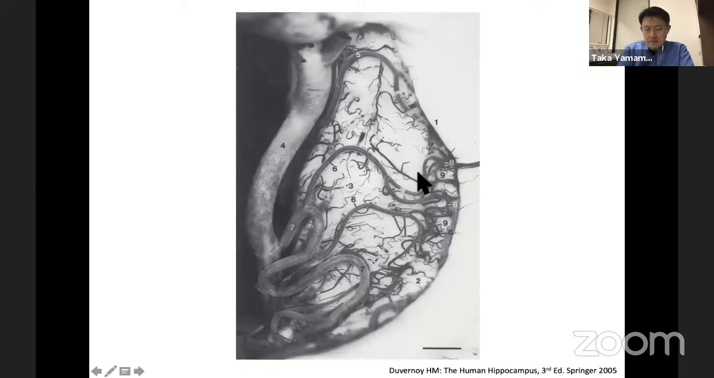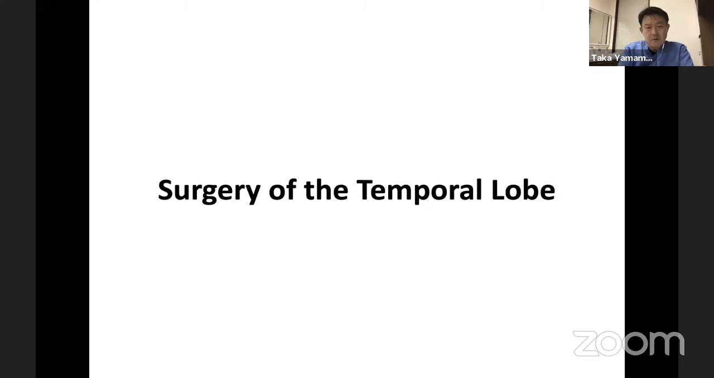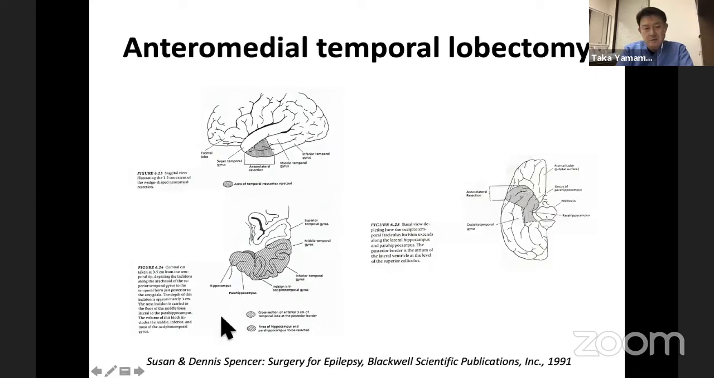Then I will show you my surgical video. This is an anterior temporal lobectomy. This is a view from a textbook of surgery for epilepsy, written by Susan and Dennis Spencer. He's a pioneer of this procedure. We resect the middle temporal gyrus and the inferior temporal gyrus, and then go inside to the medial structures.